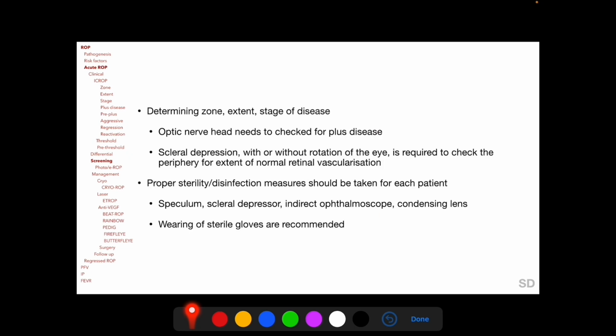During indirect ophthalmoscopy, the zone, extent and stage of the disease need to be determined and the optic nerve needs to be checked for presence of plus disease. Scleral depression with or without rotation of the eye is required to check the periphery to determine the extent of normal retinal vascularization, and proper sterility or disinfection measures should be taken prior to examining each infant.